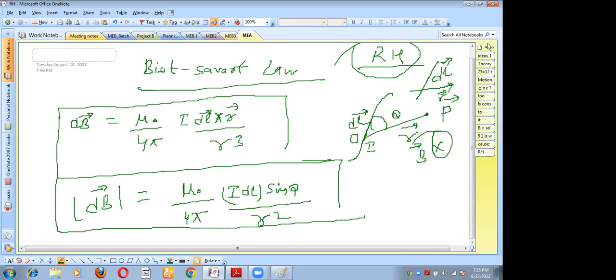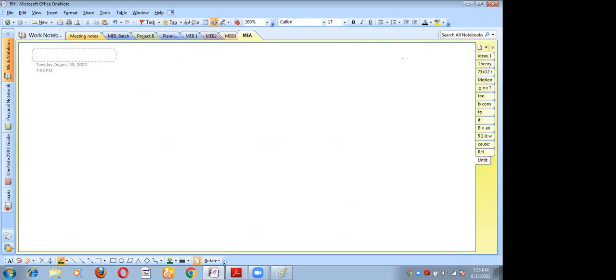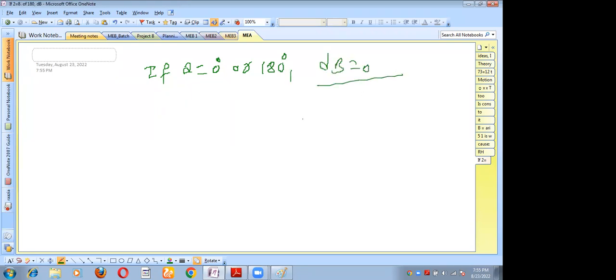Obviously, we have cases like if theta equals 0 degree or 180 degree. In such cases, magnetic field will be 0. So magnetic field is zero when theta is 0 or 180.